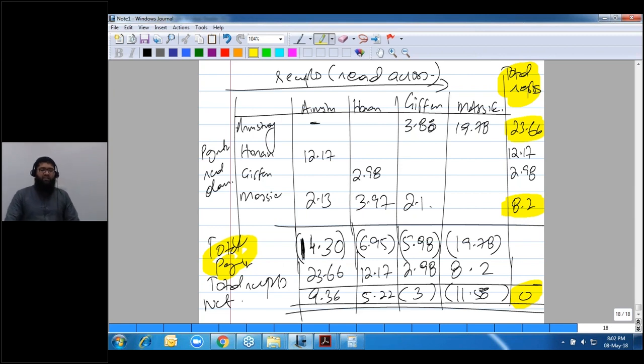Okay, so what is this whole netting process telling us? It is actually telling us that the Armstrong company has a net receipt of 9.36. The Horan company has a receipt of 5.22. The Messi company has a receipt of 11.58, and Giffen company has got a payment of 3.